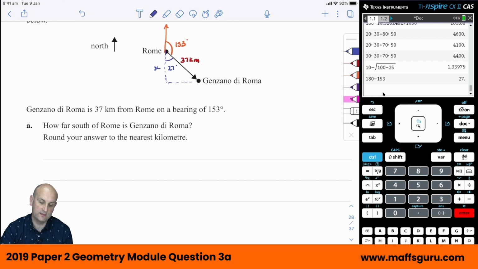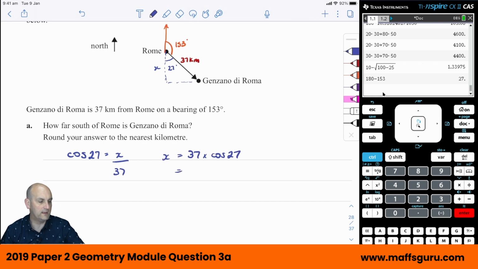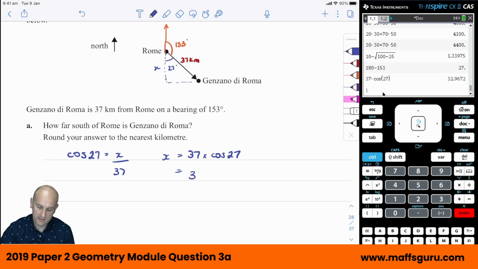So what have we got? We've got an adjacent and a hypotenuse, so it's cos. So cos of my angle is equal to my adjacent length divided by my hypotenuse. So x becomes equal to 37 times the cos of 27. And again, 37 times the cosine of 27 gives me 30, what does it want? To the nearest kilometre, 33 kilometres. And again, always make sure you check those units.